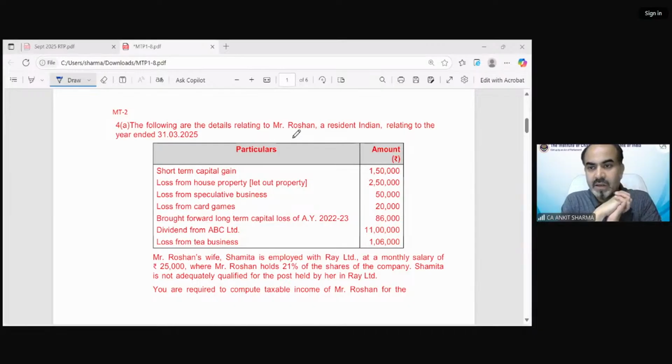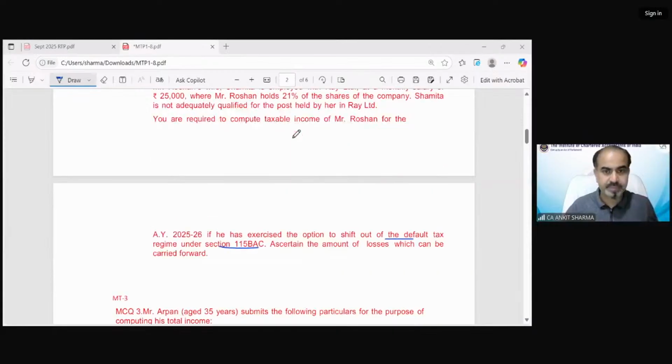If in case the tax regime is not mentioned, then we have to do it as per the default tax regime. In my suggestion, yes, you should solve it as per the default tax regime, and you should also mention in your solution that we have followed the default tax regime because the case has not been specified in the question. But in my opinion, in every question they will mention how you need to solve this kind of question.